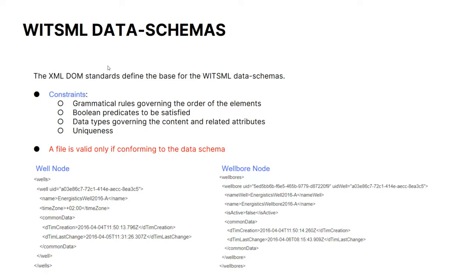Then, of course, you have attributes like time zone, and then you start having metadata such as the creation time of this node and when it was last modified. And these are also very important because with these we can track changes from whatever is in the store.